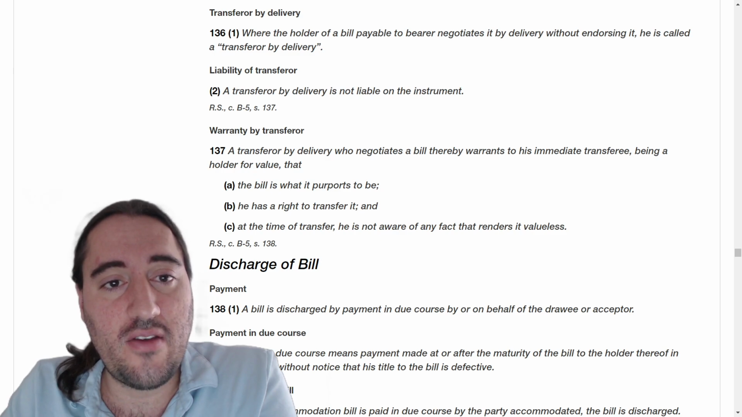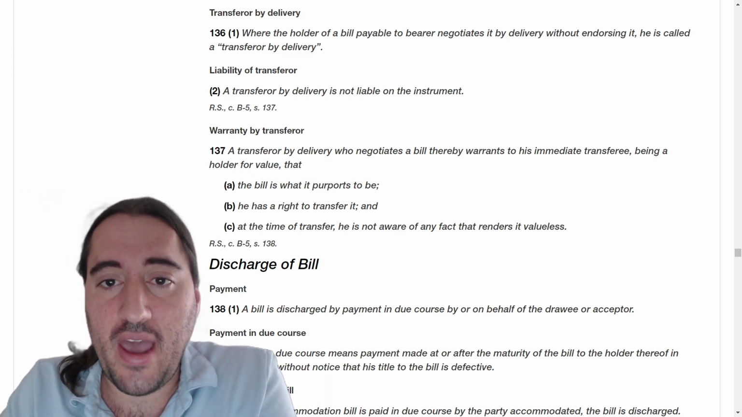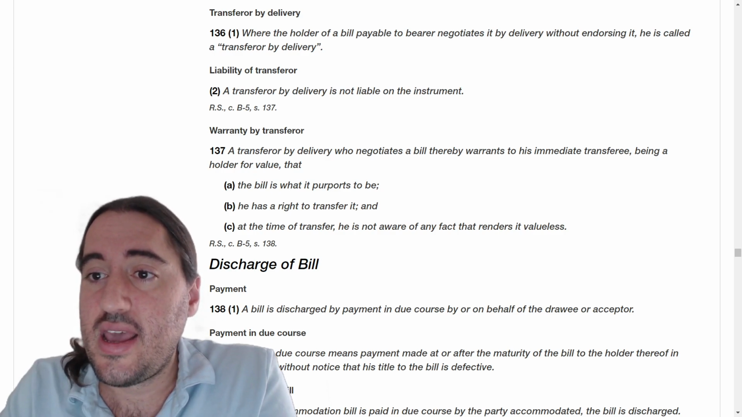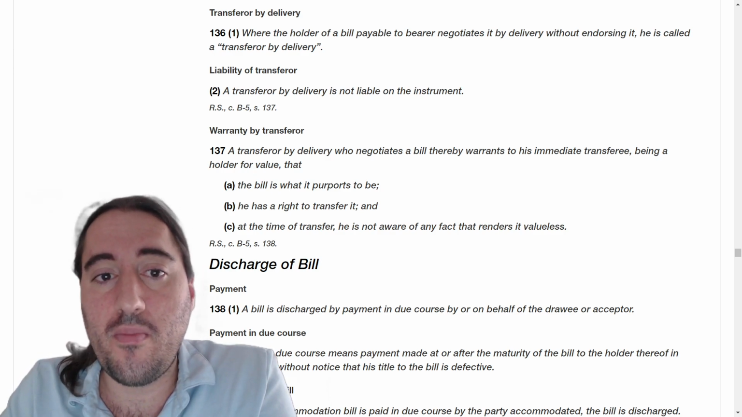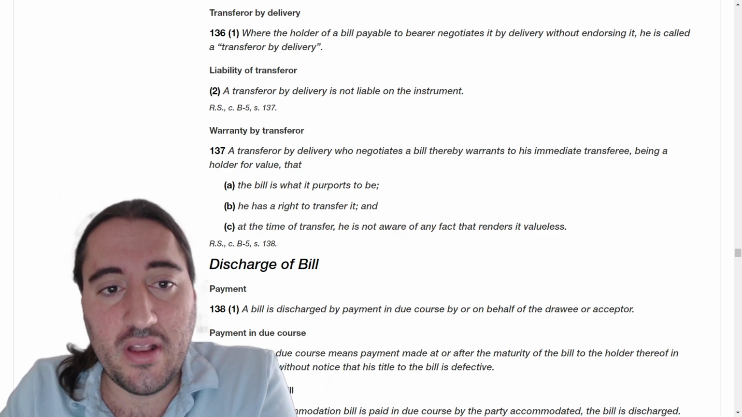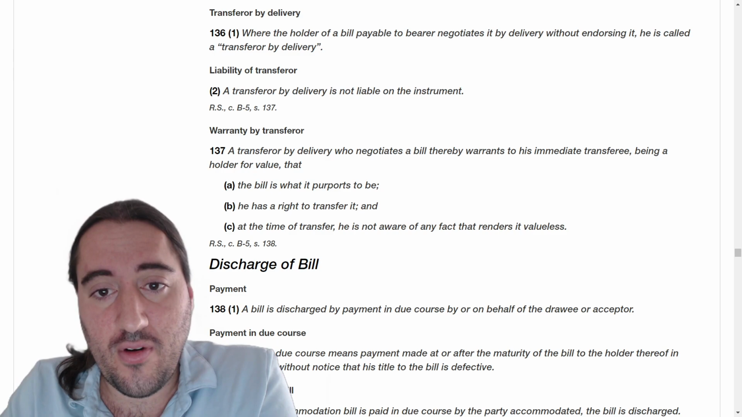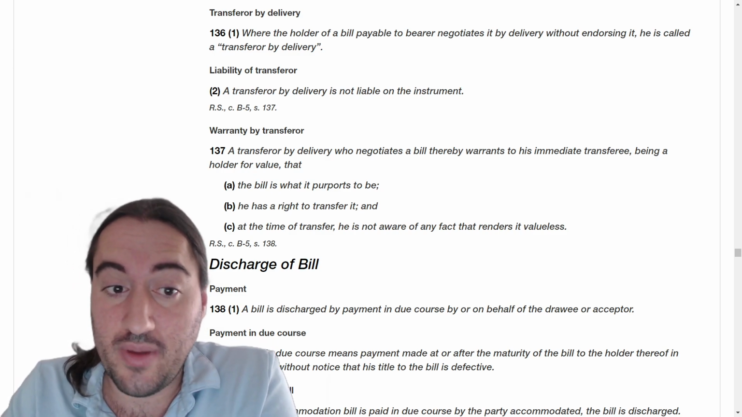Transfer by delivery. Where the holder of a bill payable to bearer negotiates it by delivery without endorsing it, he is called a transferor by delivery. Liability of transferor. A transferor by delivery is not liable on the instrument.